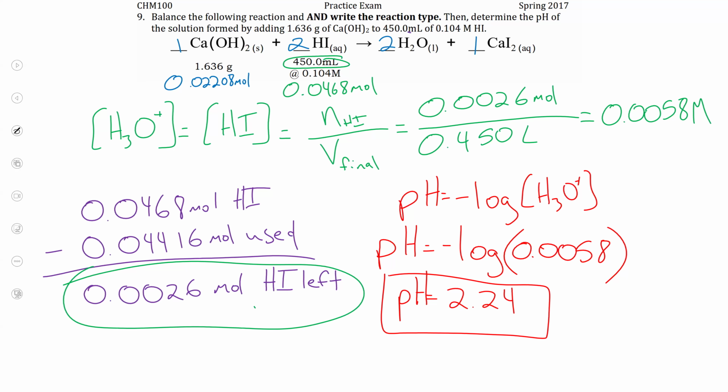So that's the longest one that you have by far, right? If there's one problem that I would say sums up most of what we've learned in this class, it's this one. Because you gotta balance, you gotta get to moles, you've gotta do limiting reactant, excess reactant, and then you have to find your concentration and then take the negative log of it.